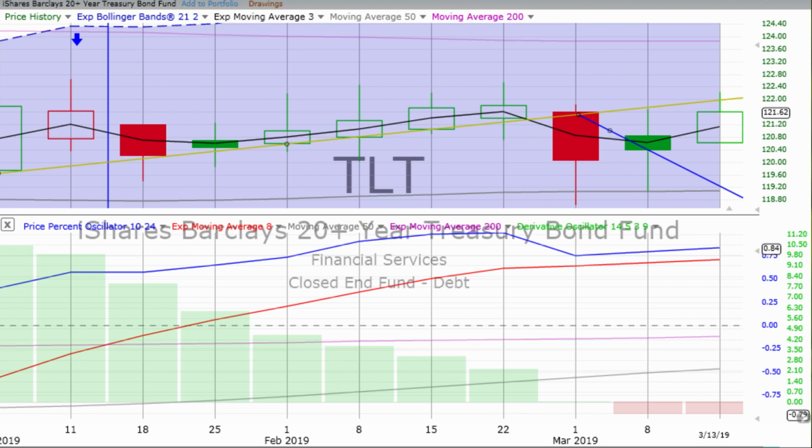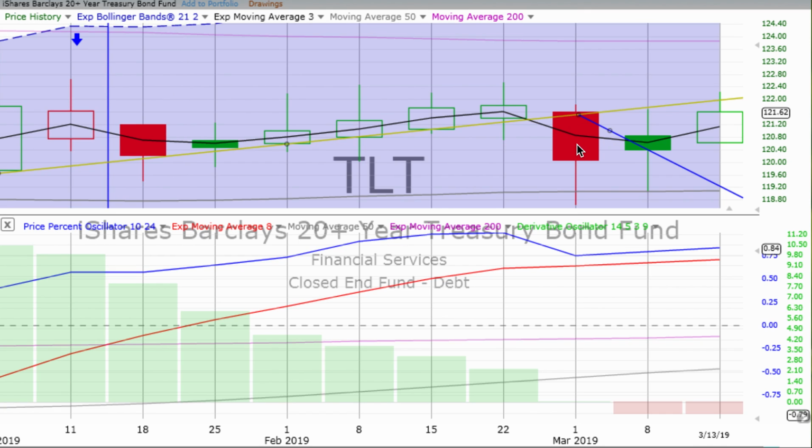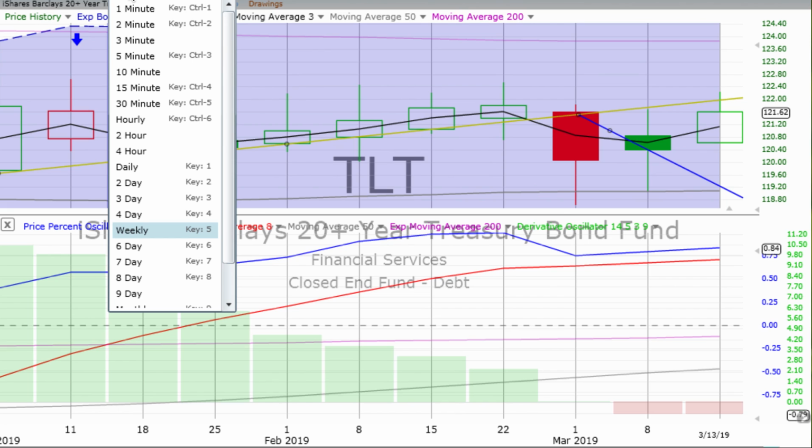Gold was up, bonds down 0.19%. Now we do see things trying to form an up candle for the week. Not super strong considering how down bonds were back on the week ending March the 1st, but it is a green up candle. It's bigger than any of the up candles we've seen over the last few weeks as bonds have really just been sliding sideways. Derivative oscillator still negative. Price percent oscillator trying to head up. So we still have a confirmed weekly up move.